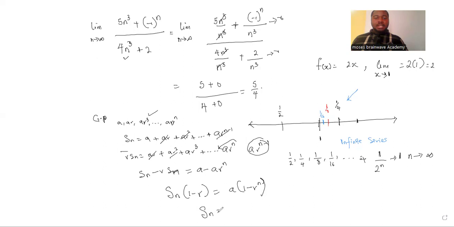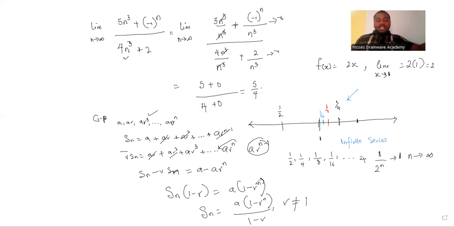So my Sn is just going to be a into 1 minus r raised to power n upon 1 minus r. Now, the condition here is that r should not be equal to 1 because this denominator should not be 0 at any point in time, right?